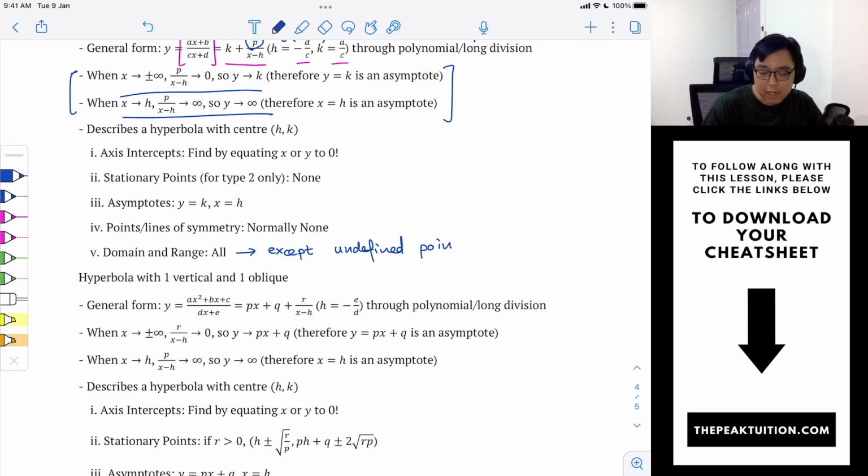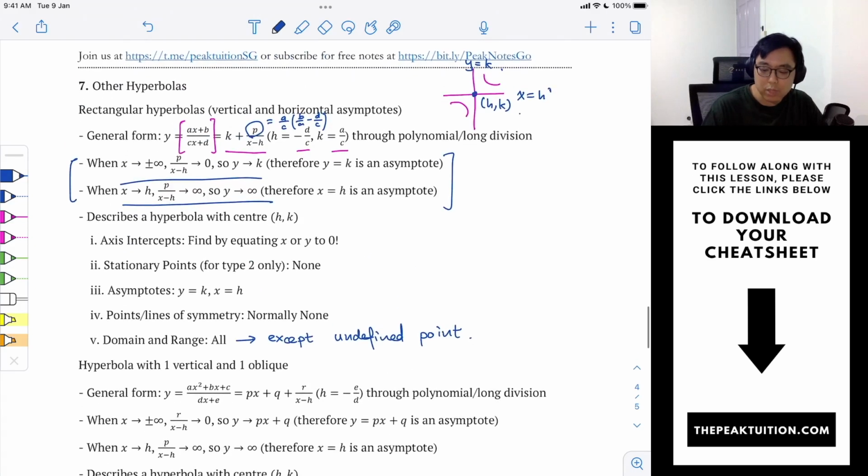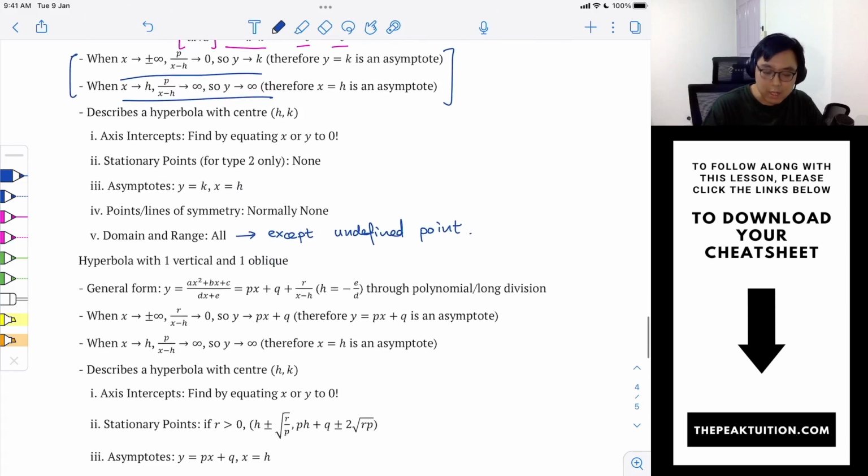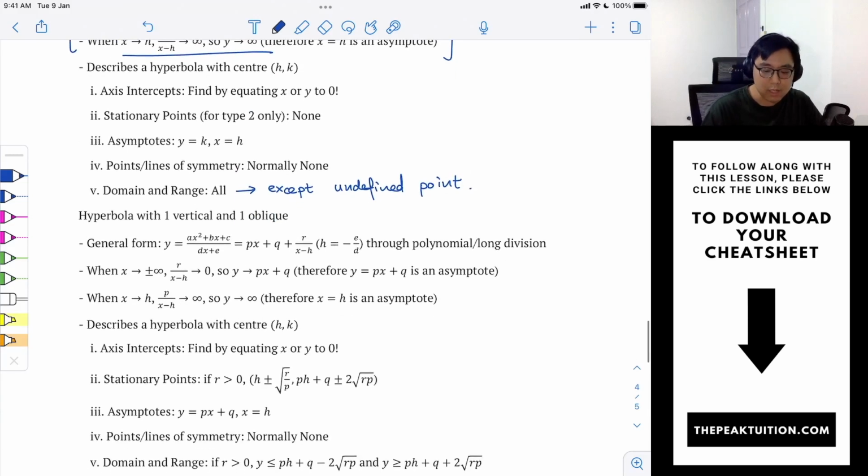So if any of the x or y is undefined, you cannot use it. Usually it's x equals h and y equals k. Those two are not in the domain and range. Just take note, when you write down your domain and range, please remember to exclude those two. I didn't write them out properly.